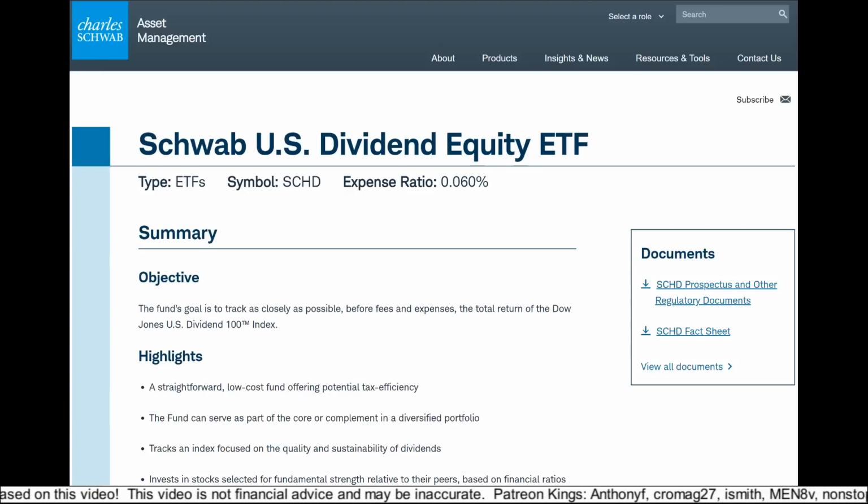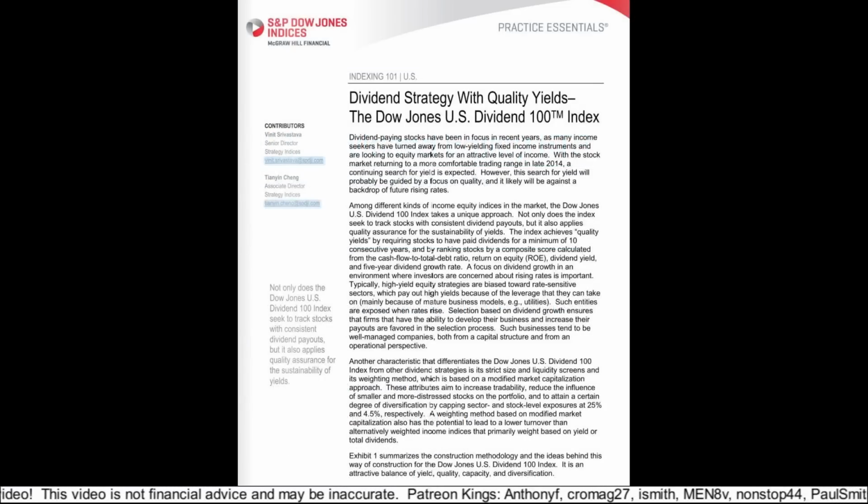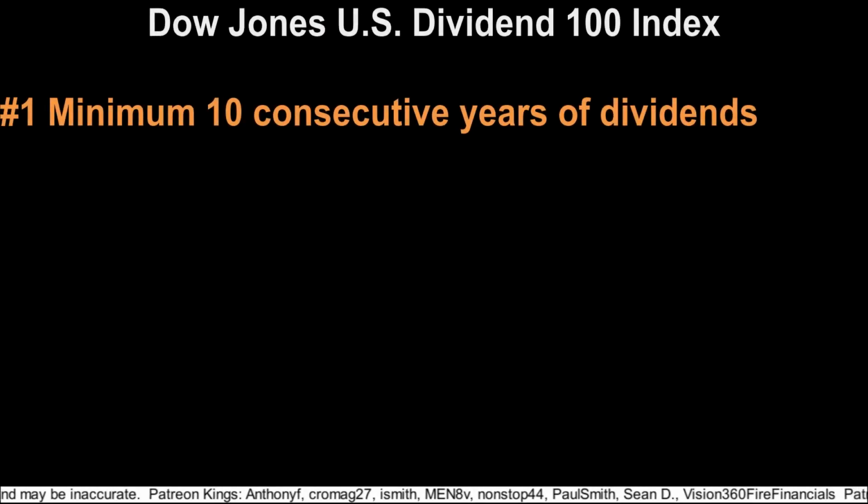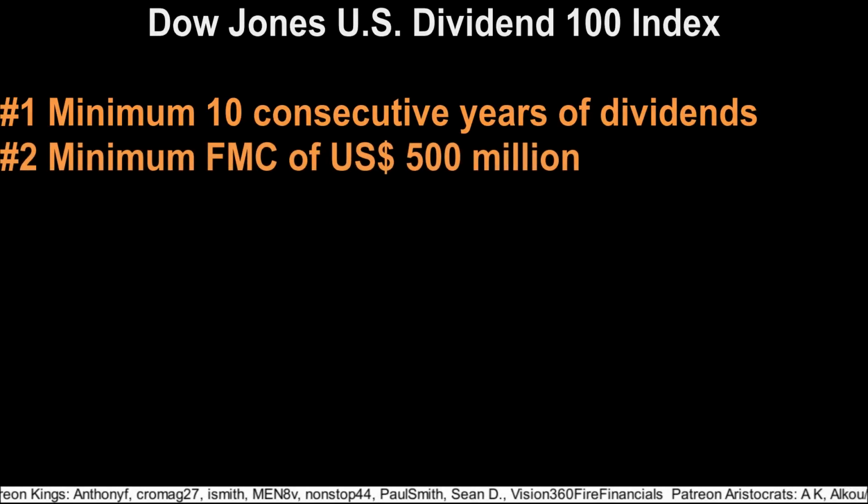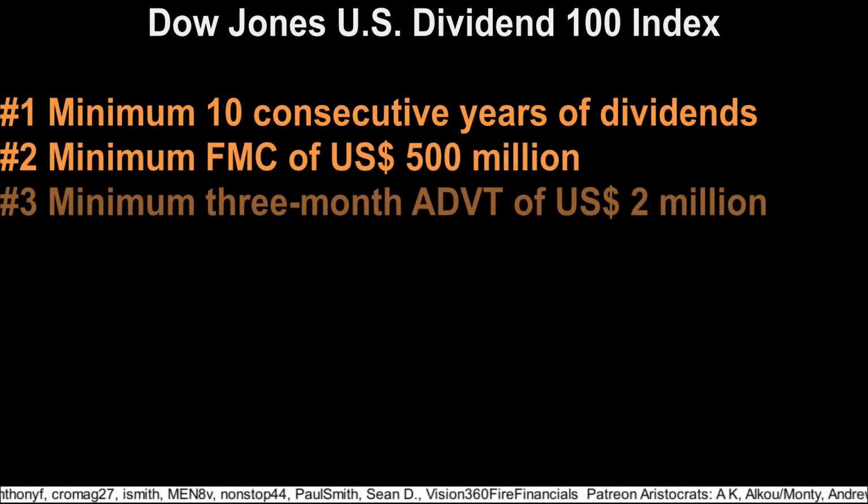SCHD attempts to track the Dow Jones US Dividend 100 Index. That index has US stocks, excluding REITs, that meet certain criteria, including number 1, 10 consecutive years of dividend payments, number 2, a float-adjusted market cap of at least $500 million, and number 3, a minimum 3-month average daily traded value of $2 million. So SCHD could have stocks that only have a few years of dividend growth or even no dividend growth, as long as they've been paying dividends over the last 10 years.